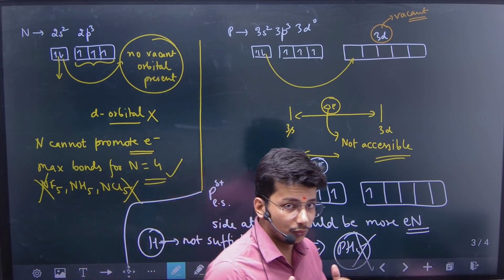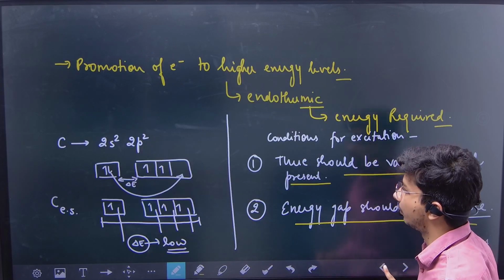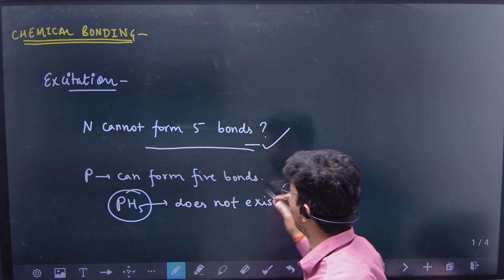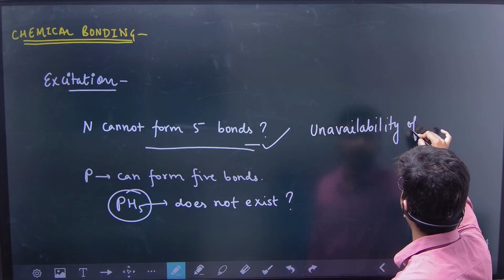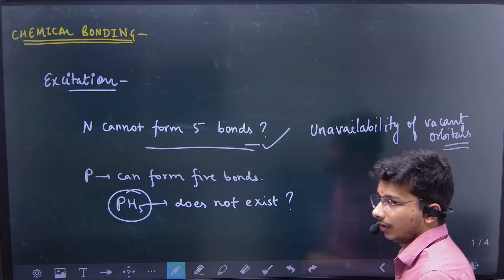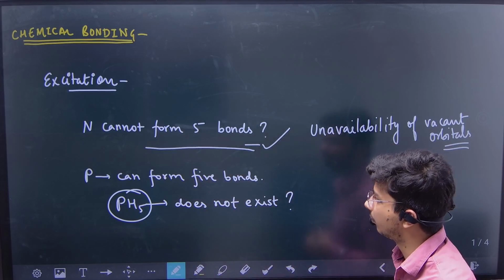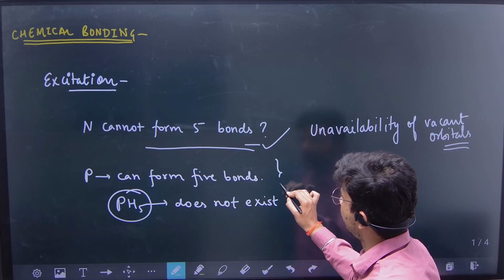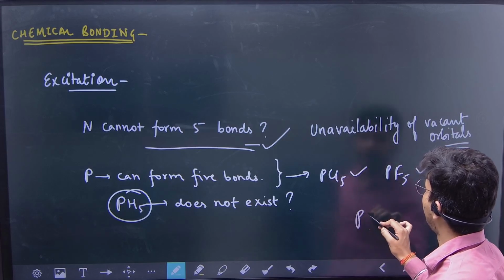So let's conclude. What we were trying to achieve in this lecture was why nitrogen cannot form 5 bonds. Nitrogen cannot form 5 bonds due to unavailability of vacant orbitals, meaning 2d orbitals. There are no 2d orbitals present. Hence, nitrogen cannot form 5 bonds. It can form a maximum of 4 bonds, which contains one coordinate bond. Whereas phosphorus can form PCl5. Yes, it can form PF5. Yes, but can it form PH5?